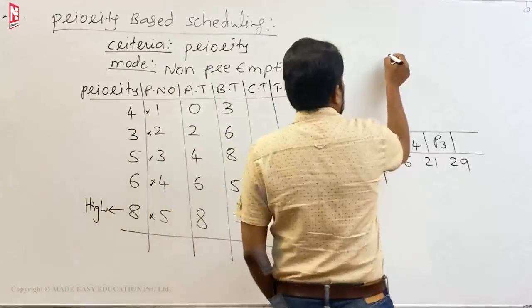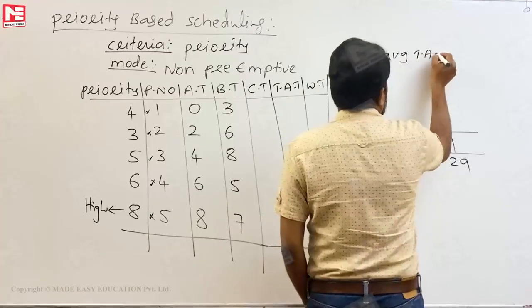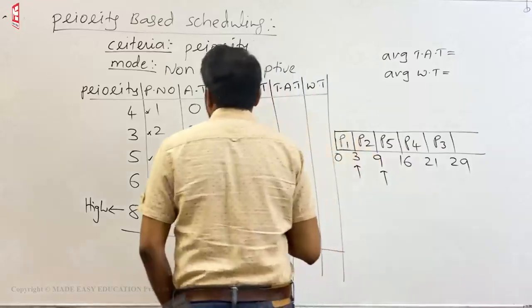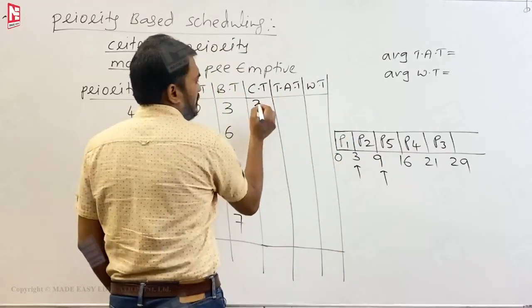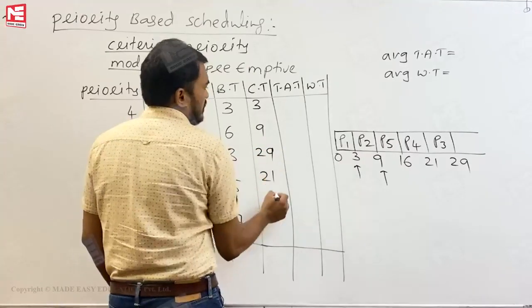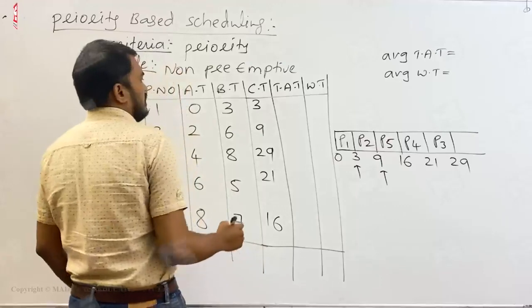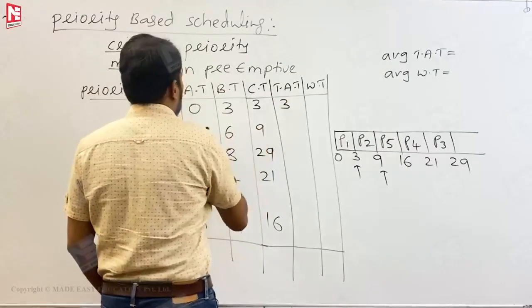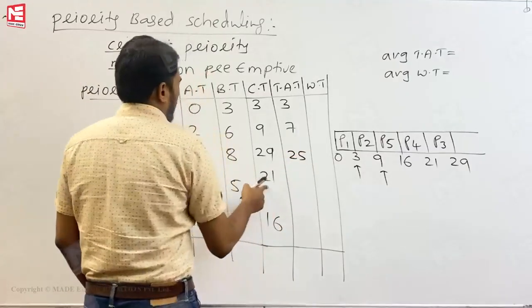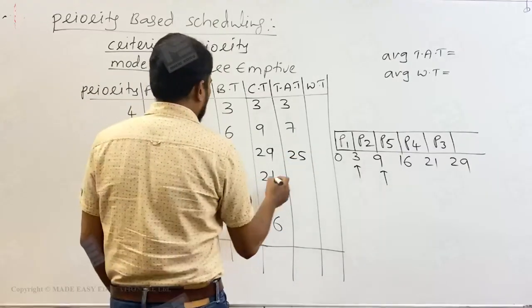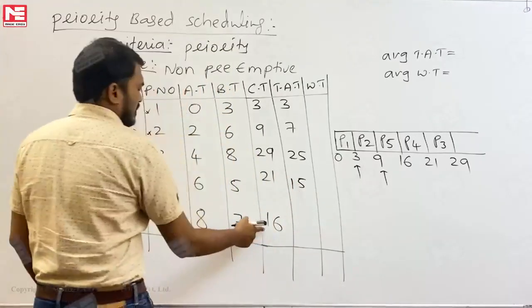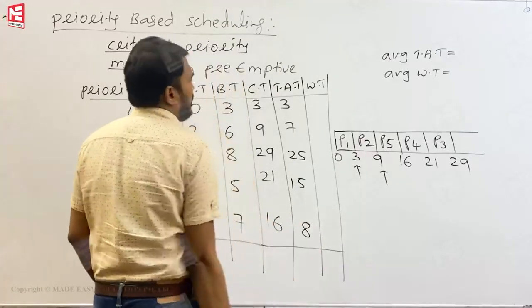So find out average turnaround time and average waiting time. P1 completion time is 3, P2 completion time is 9, P3 is 29, P4 is 21, P5 is 16. So turnaround time: 3 minus 0 is 3, this is 7, 29 minus 4 is 25, 21 minus 6, how much is that? 15, correct? And 16 minus 8 is 8. That is the turnaround time.